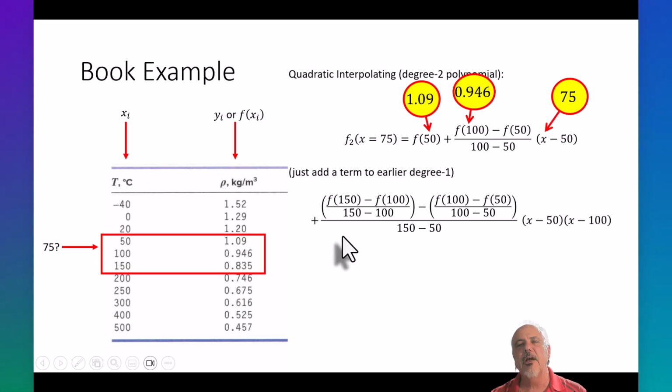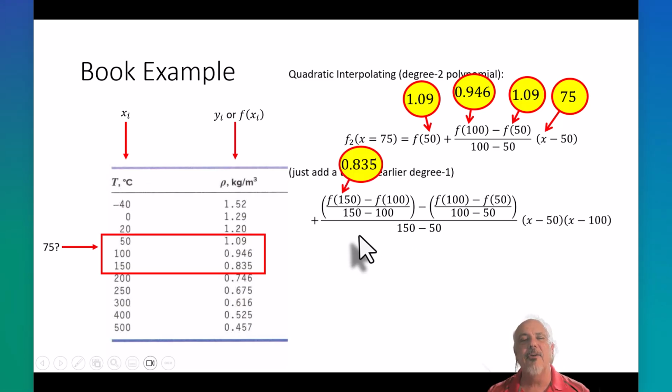I still have these values that I had before. So now I'm adding in the f of 150, and that's going to make this part here be the slope between 100 and 150. And this is going to be the slope that we had earlier between 50 and 100, right? And then you're going to be doing a difference in those slopes divided by 150 minus 50. So that sets up a change in slope, and we're multiplying it by what we had before, x minus 50, and also x minus 100.